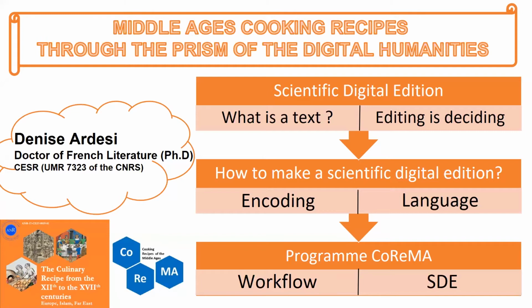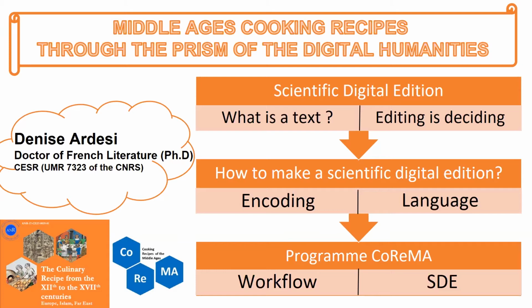Okay. So, hello, everyone. Today, I'm going to talk about the road that a manuscript takes to be transformed into a scientific digital edition. Our journey will be done in 3 steps. First, we will try to clarify what a scientific digital edition is, and to do that, we need to think about what a text is, especially if you want to edit it. Also, it's important to keep in mind that editing is deciding.